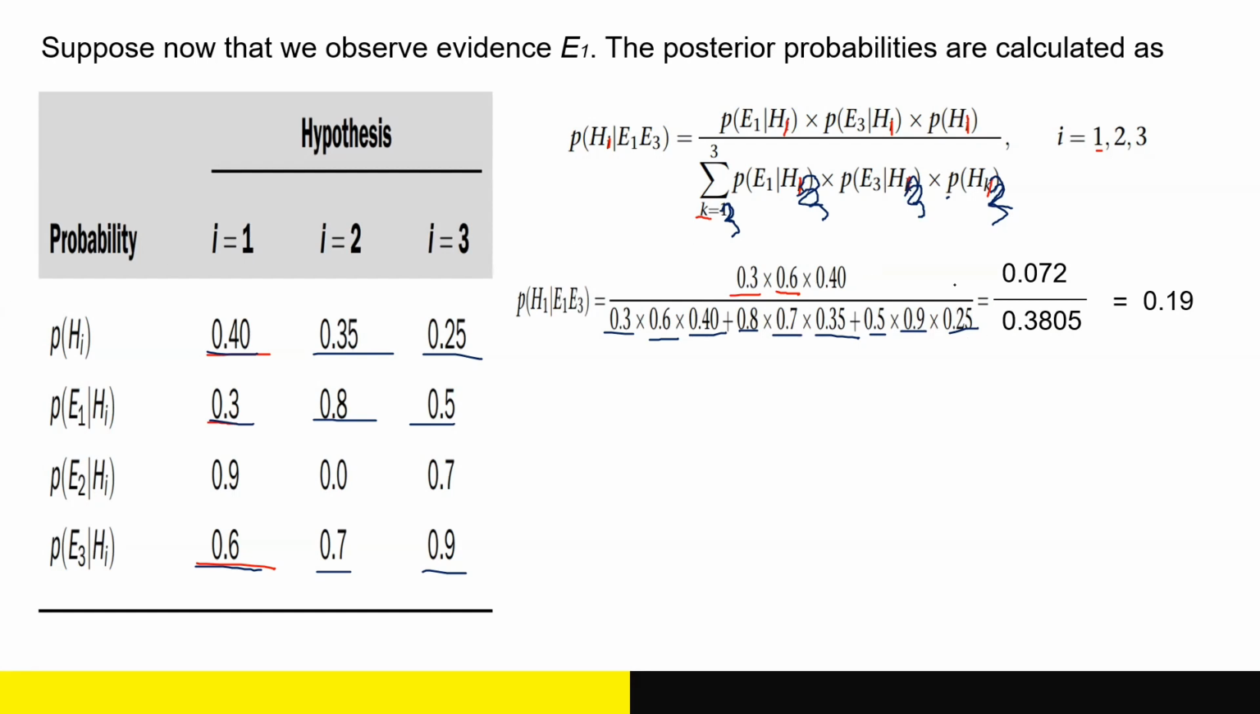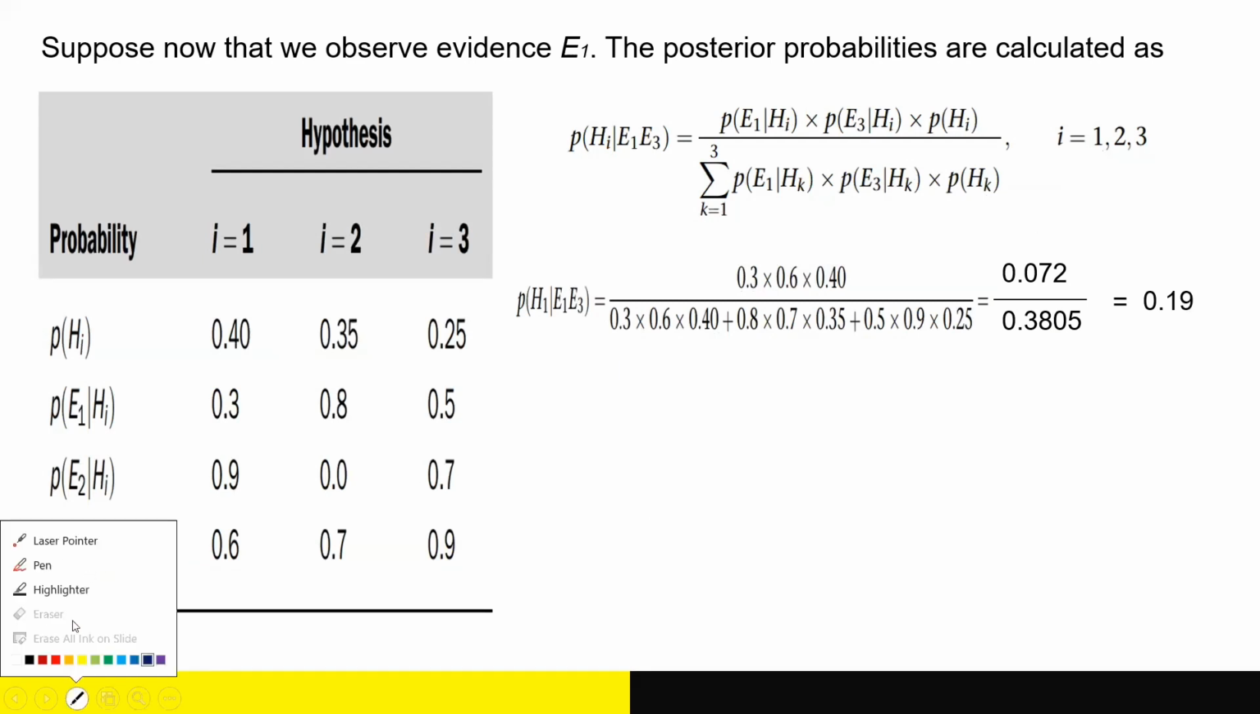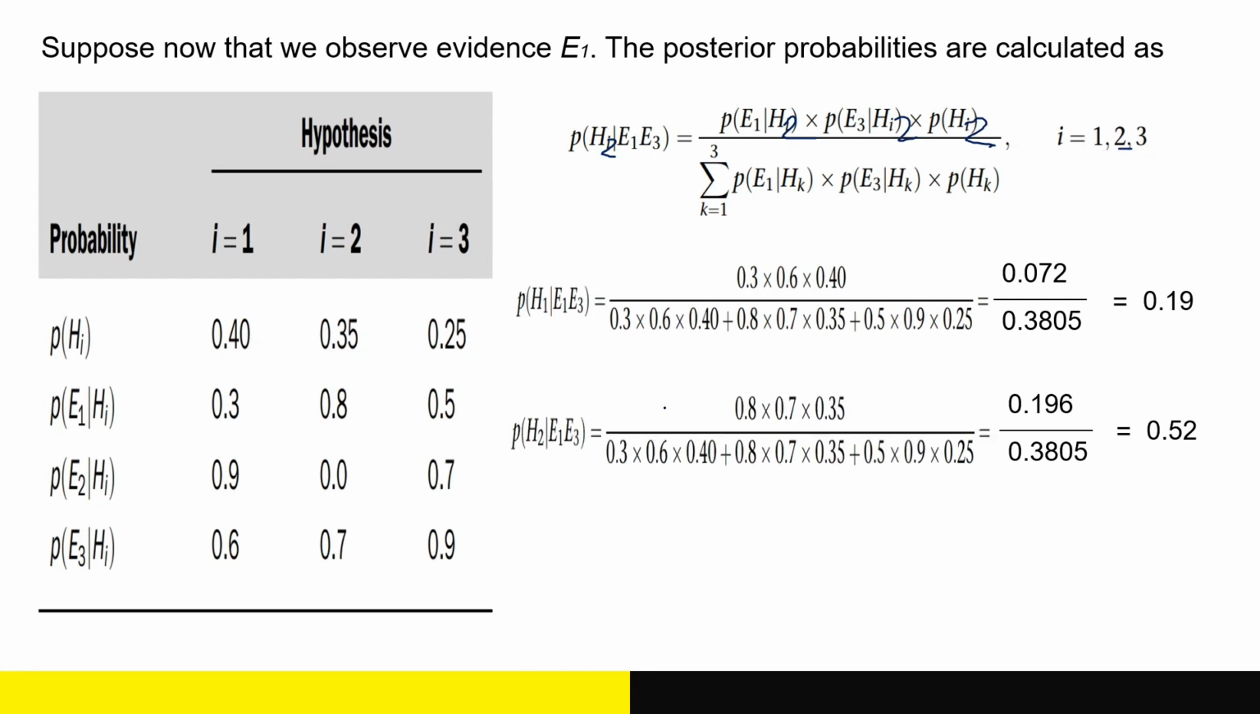And then the product of the first one is 0.072. So 0.072 divided by 0.3805, the answer is 0.19. And then our i now is equal to 2. So the probability of hypothesis 2 given evidence 1 and 3: the probability of evidence 1 given hypothesis 2, so we have 0.8, multiplied by the probability of evidence 3 given hypothesis 2, so we have 0.7, and then the probability of hypothesis 2, so we have 0.35. If we divide the product by the sum, the probability of hypothesis 2 given evidence 1 and 3 is 0.52.